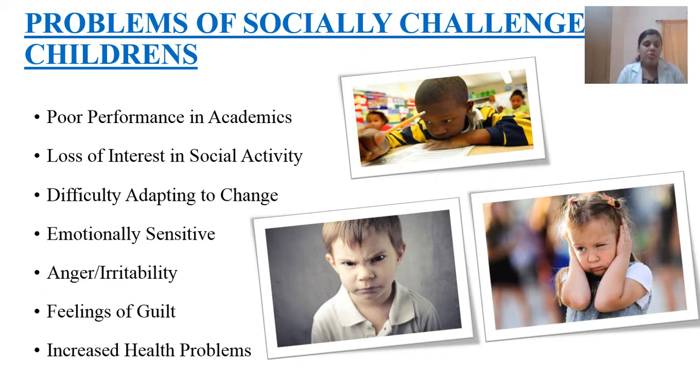Then, difficulty adapting to change. Whatever change we provide to them, they won't be able to adapt to it. They won't want to cope with a particular school or situation, etc. Then they will be emotionally sensitive, because the divorce or early death of the parents leads to a certain kind of emotional sensitivity in the child. Sometimes they may be very angry and so much irritated, that is, anger and irritability, and they may have a feeling of guilt that others are not taking care of him, and why this happened only to me. Usually it is associated with severe health problems like attention deficit disorders and all. Okay, so these are the common problems we can see in a socially challenged child.